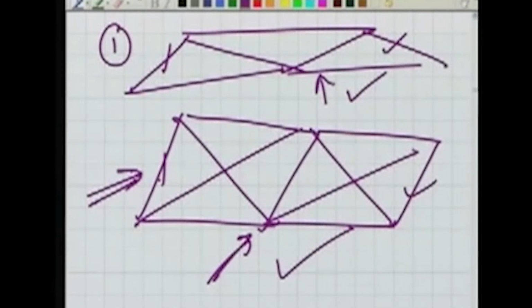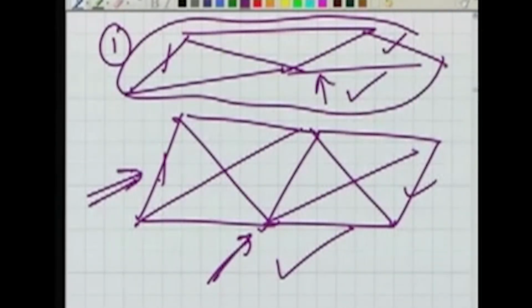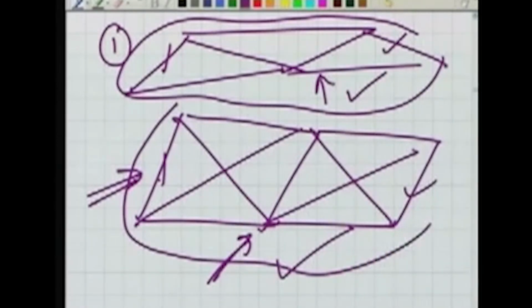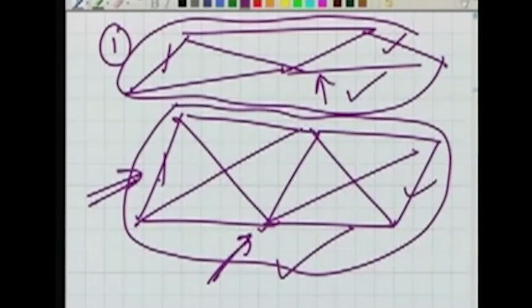How can we say that this figure is poorer than the figure at the bottom? We should have a way out in order to say that. Well, here is another example.